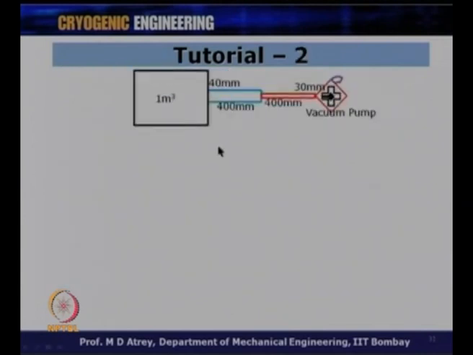Now, the next tutorial is, if this arrangement what we have just seen is connected to a vacuum system of 1 meter cube volume, and I got a vacuum pump at the other end over here. So, now I can see that I got an entire system with a known conductance which we have just calculated, with a vacuum pump on one side and the system to be vacuumed on the other side.